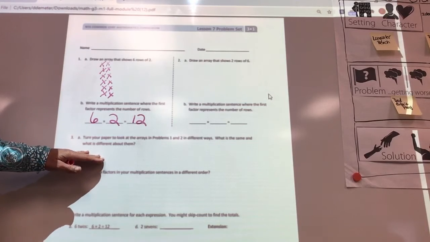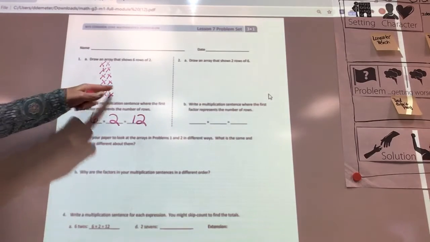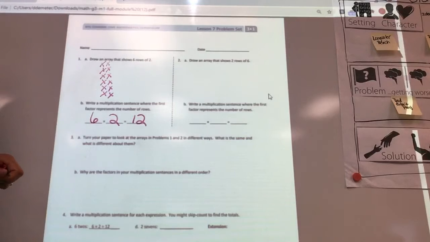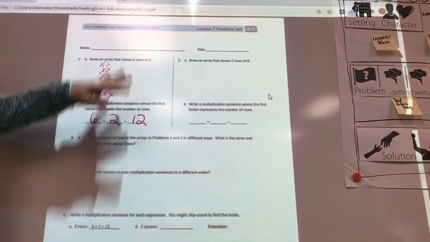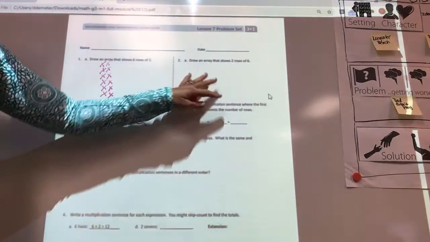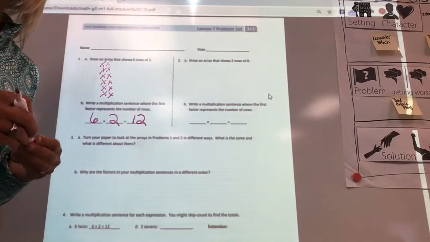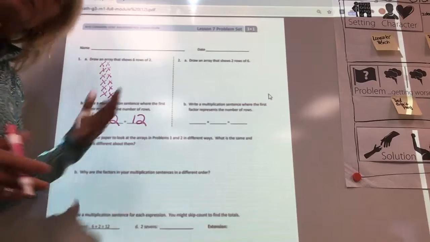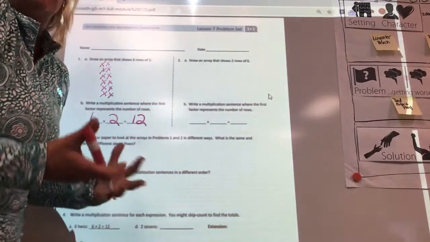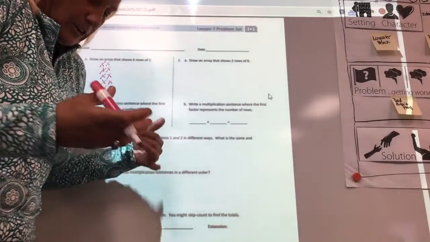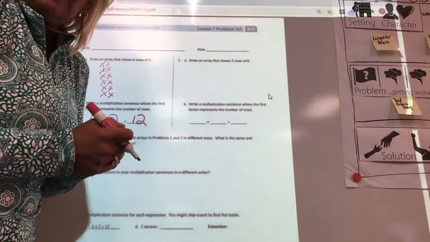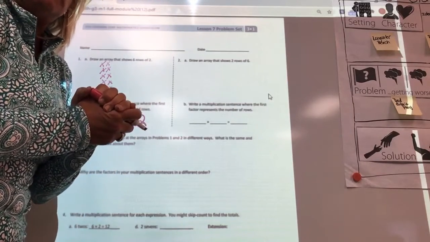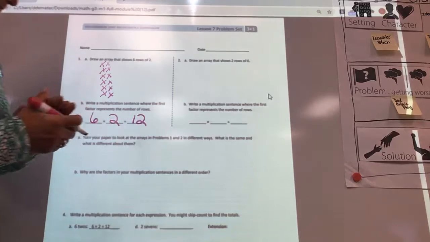This one says, turn your paper to look at the arrays in problems 1 and 2 in different ways. What is the same about them? What is different? So you're going to look at these 2 problems, and when you do this array, you're going to see similarities and differences. Think fact family. Think about what we talked about when you have 3 numbers that are all used in the same category to make up 4 number sentences.